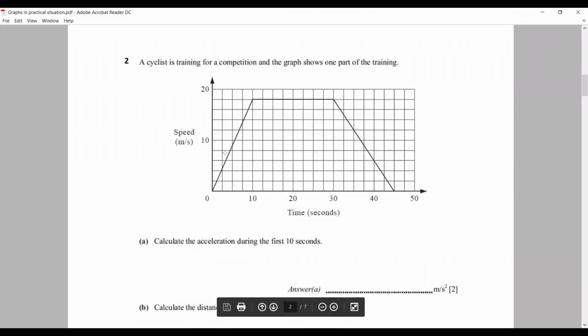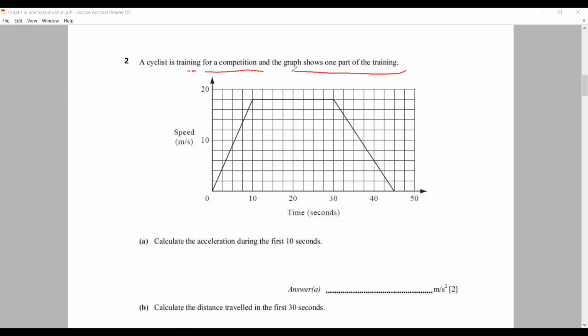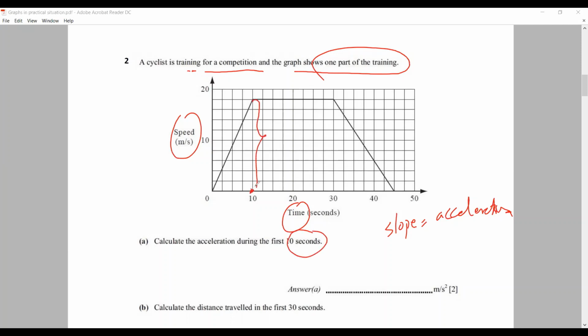Another speed versus time graph. Usually these graphs contain a lot of information, which we need to extract in order to answer these questions. A cyclist is training for a competition, and this is the graph of part of the training. Calculate the acceleration. We know that from a speed versus time graph, the slope gives us the acceleration. They're looking for the first 10 seconds. So this is 10 seconds. All we need is rise over run, right?